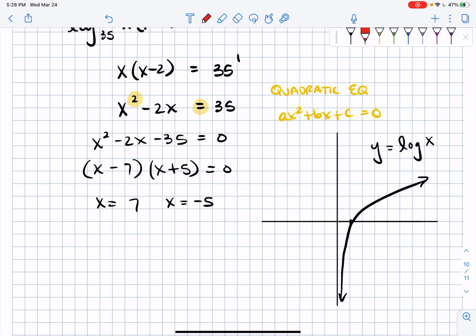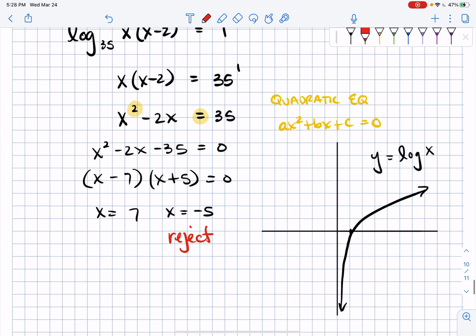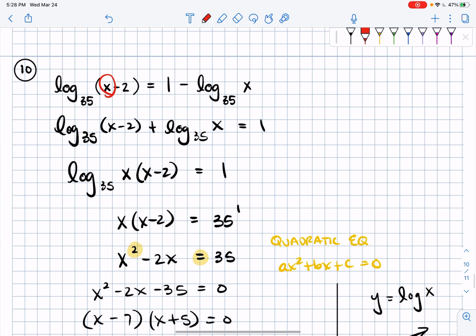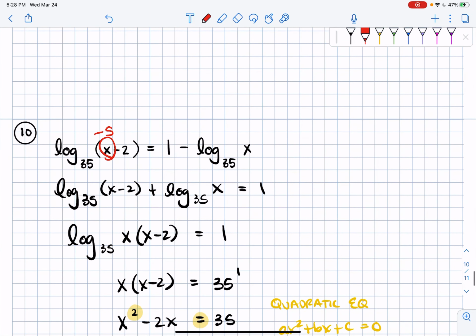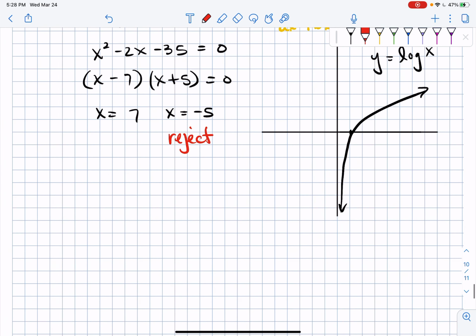So that means I would have to reject this, because no matter if I put it up here, in here, if I put a negative 5 in here, I'm going to have a log of negative 7. I can't take the log of negative 7 because negative 7 is somewhere over here, right? And it doesn't exist, okay? And it doesn't matter if I put it over here. That would be log of negative 5, which doesn't work either, okay? So I have to reject that, and my answer is going to be x equals 7, which is choice C. And there we go.